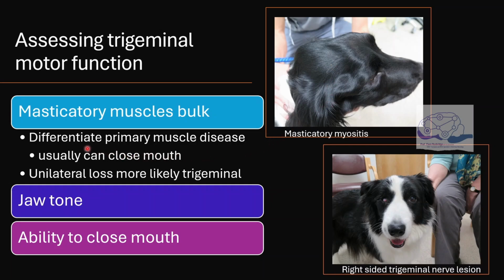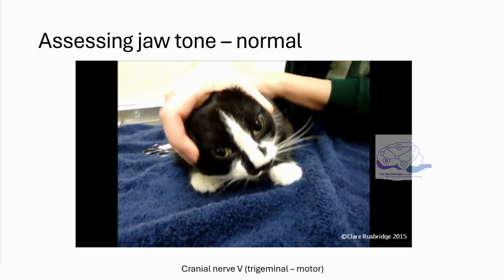The differentiation, well, usually with primary muscle disease, despite this extensive involvement here, they can usually close their mouth, whereas in trigeminal disease, bilateral disease will result in a dropped jaw. Also, if there is unilateral loss, as we have in this dog here, then it is more likely to be the trigeminal nerve. We need to assess the jaw tone and the ability to close the mouth. So that's an example here.